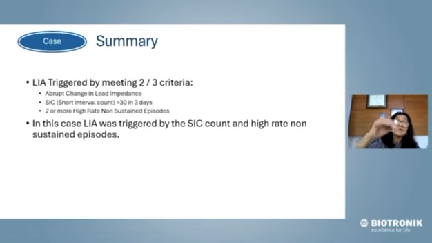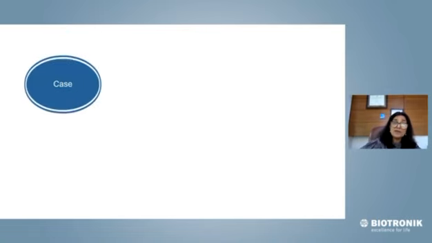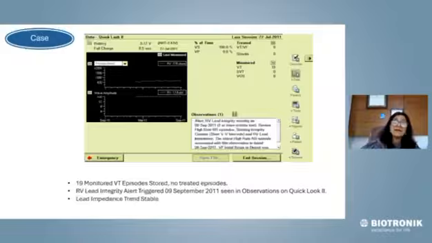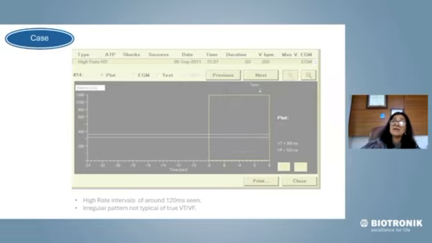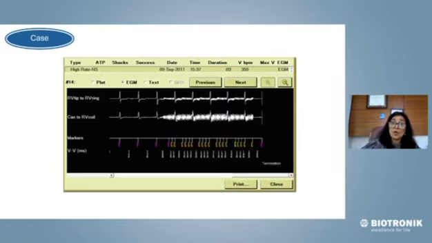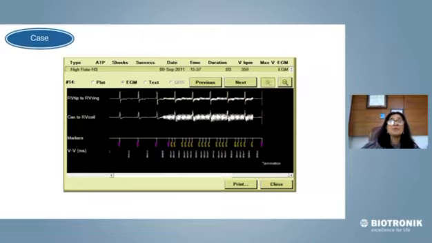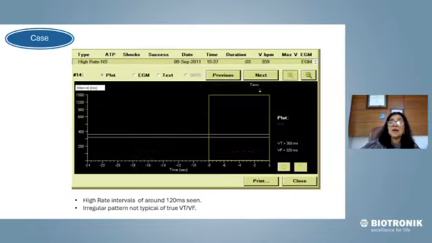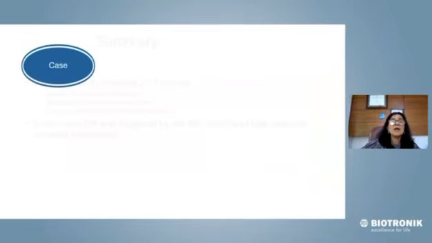However, it detected it as VF because the cycle length fell in the VF zone. But what was happening here? It was nothing but electromagnetic interference, which happened when the patient went into the swimming pool because the swimming pool's electrical grounding was not good enough. So remember, this is an EMI which you should not forget.